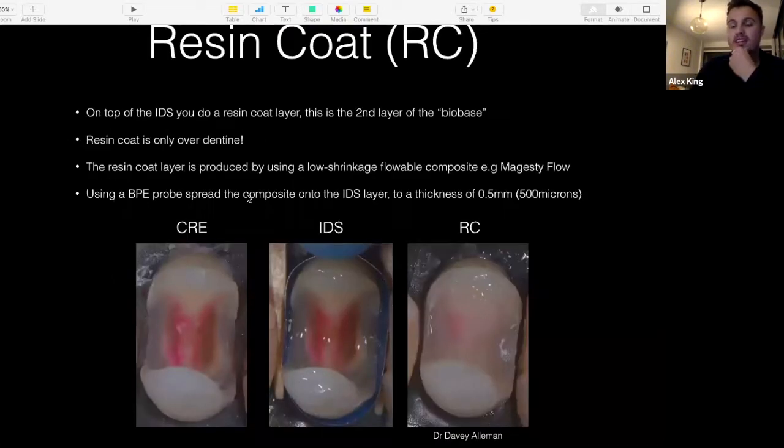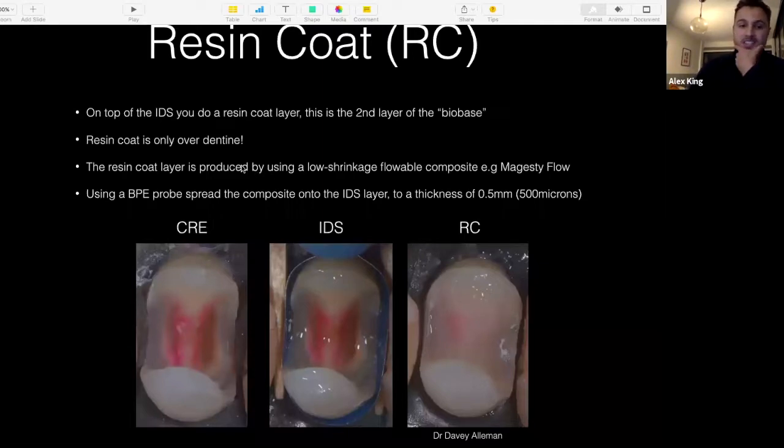So, like I said, there's something called a biobase, and the biobase is 1.5 millimeters above the tooth, which we can have within the first 5 minutes. So you have your immediate dentine seal, your gold standard bonding agent. This is what we see here: freshly cut cavity, caries removal endpoint. Here we have a nice glossy immediate dentine seal, and then we have a resin coat.